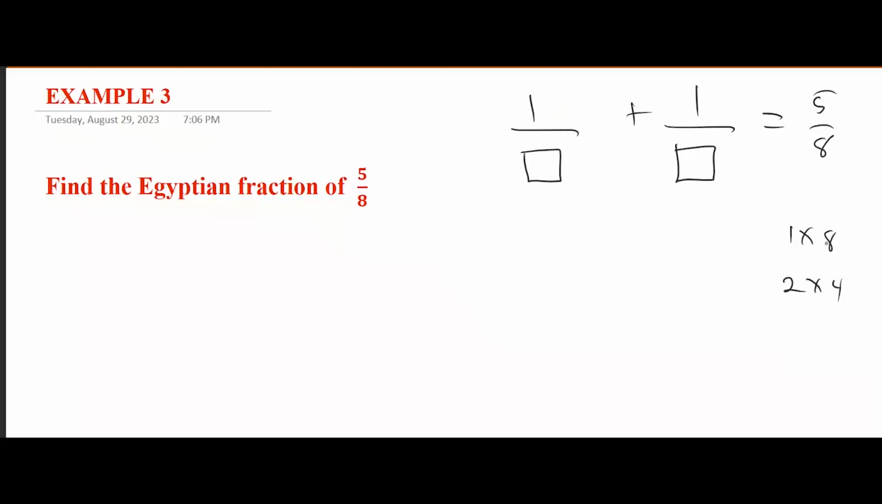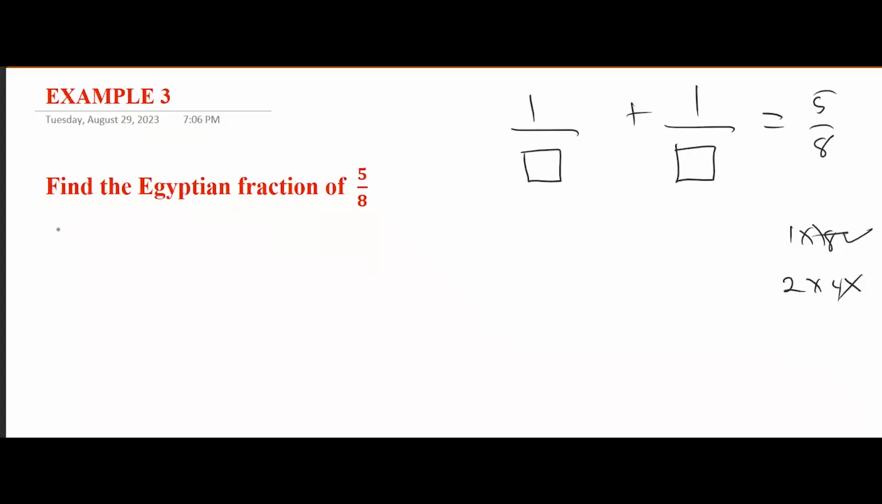So of course, it can't be this pair because none of the denominators could be 1. So this one is out. So if you look at 2 and 4, if you add 2 to 4, you will get 6. And we need to get 5. That means we cannot use this one. So the next option is to find the multiple of 5 over 8 by multiplying the numerator and the denominator by the same number. So let's start with 2 first.